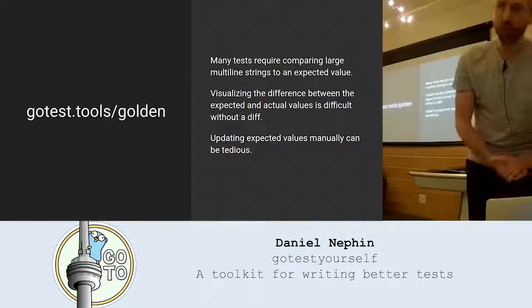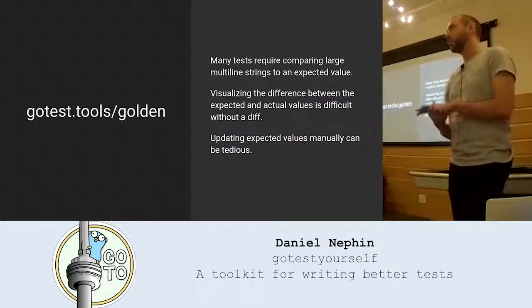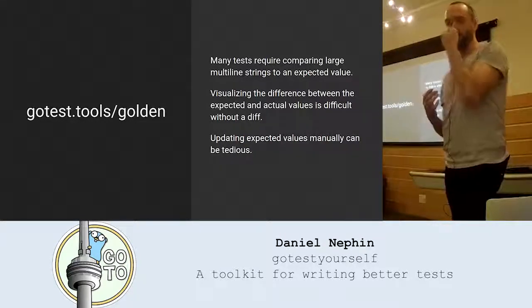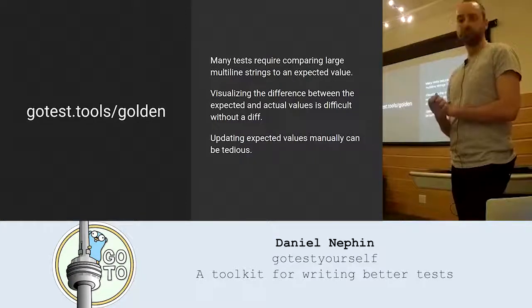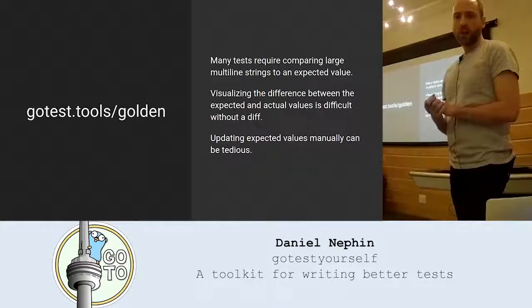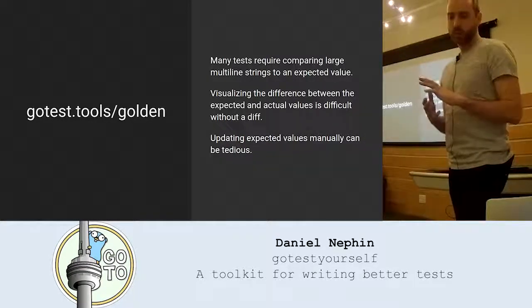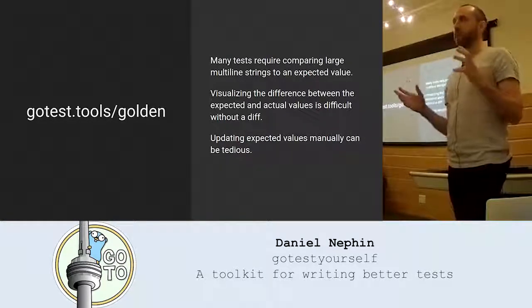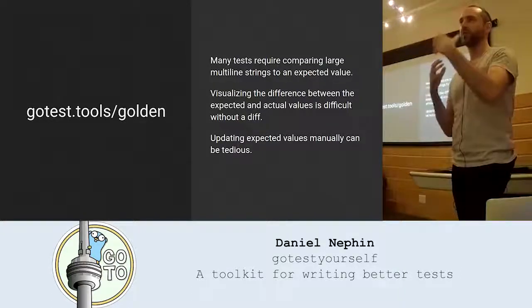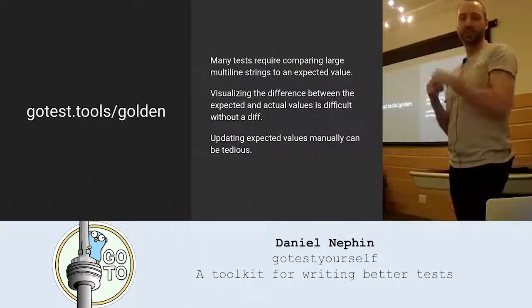The next problem we encountered was working with large multi-valued strings. This happens quite a bit. CLIs especially output tables of data. The problem we encountered was that we needed some way of visualizing the difference between the expected and the actual value. Just printing them next to each other makes it pretty difficult to see the difference.